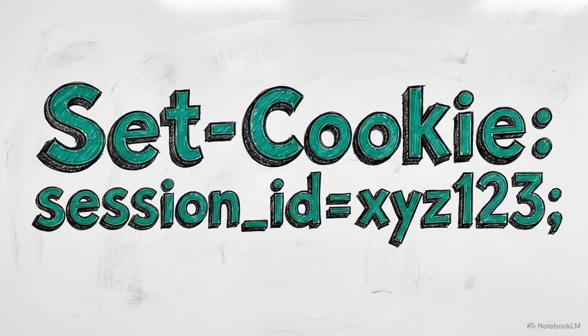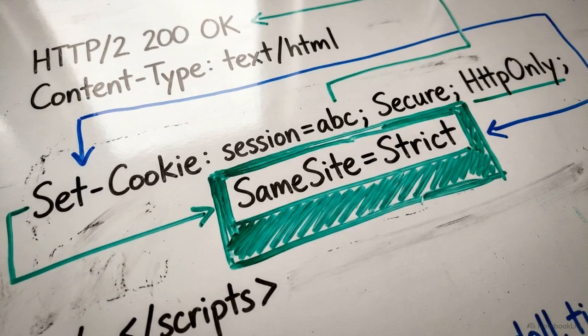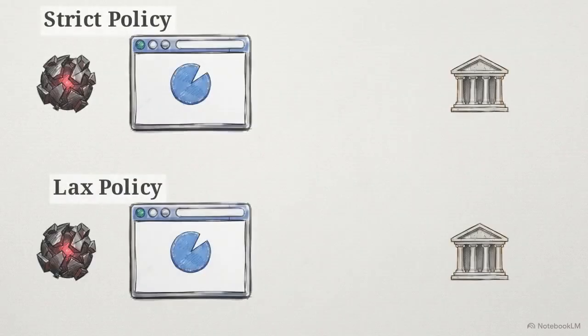Protocol layer defenses solve this by using the Set-Cookie response header. This is the primary tool used to deliver session rules directly to the browser's credential manager. The SameSite attribute is the most direct defense at this layer. It allows a developer to define exactly when a cookie is allowed to leave the browser in a cross-site context. Setting SameSite equals Strict provides maximum isolation.